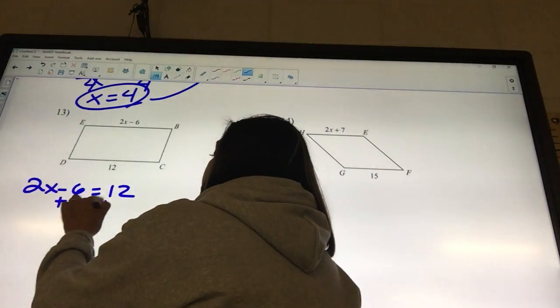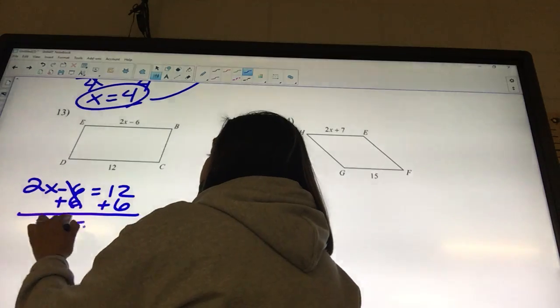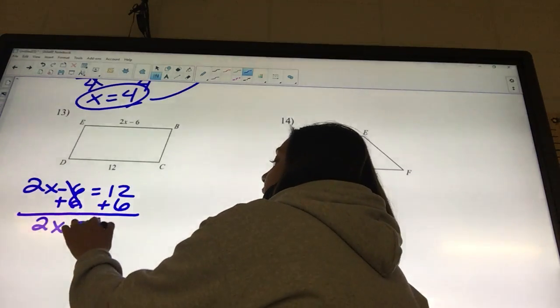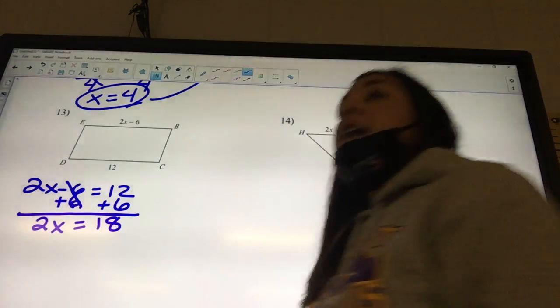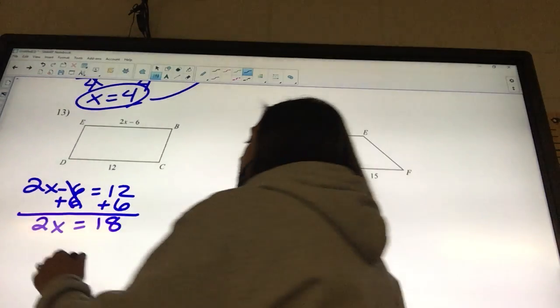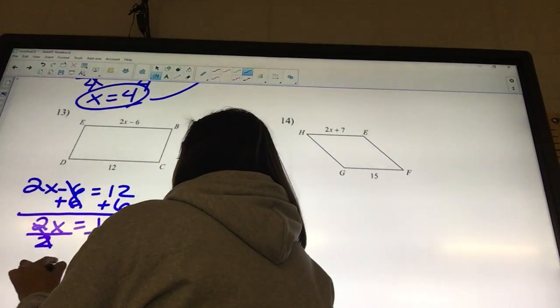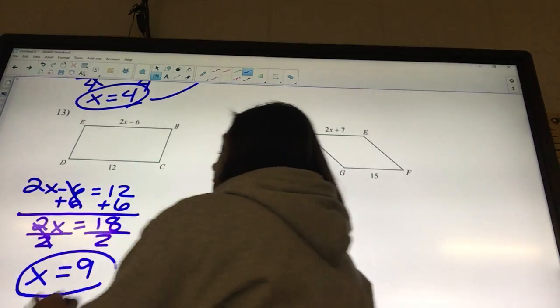So we're going to plus 6 on both sides. I got 2x equals 12 plus 6 is 18. So I got 2x equals 18. Divide by 2. X equals 9. So 18 divided by 2, and yes, x equals 9.